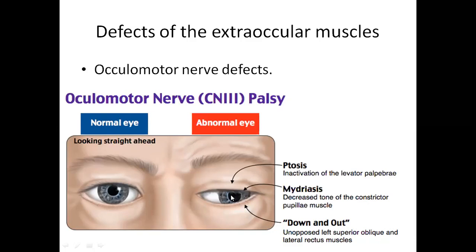So that's why, due to this palsy, these two muscles become dominant and cause the eyeball to move laterally out, and down, because of the superior oblique muscle. So it becomes down and out: the ptosis, the mydriasis, and the down and out. Why is it down and out? Because when the oculomotor nerve palsy occurs, the muscles not supplied by the oculomotor nerve, the superior oblique and the lateral rectus, become dominant.